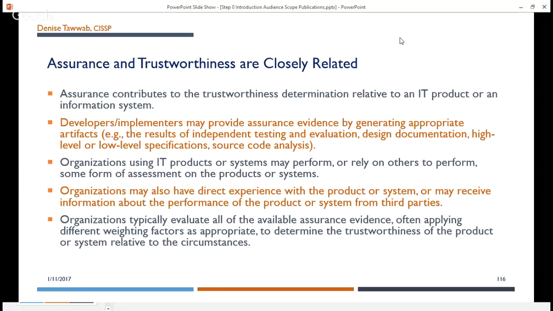Organizations that use IT products or systems may perform or rely on others to perform some form of assessment on the products or systems. Organizations may also have direct experience with the product or system or may receive information about the performance of the product or system from third parties, for example, Gartner. Organizations typically evaluate all of the available assurance evidence, often applying different weighting factors as appropriate to determine the trustworthiness of the product or system.